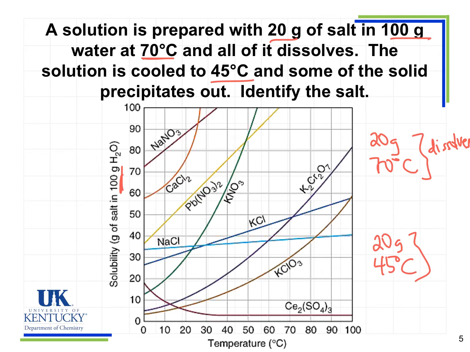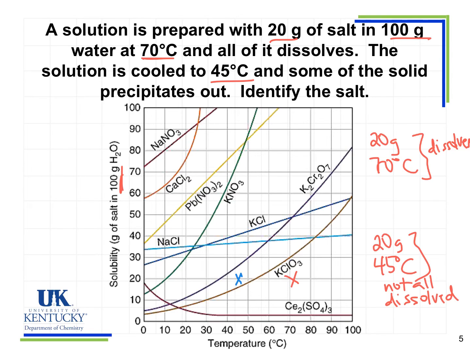That's the only change we have to worry about. Now, at these conditions, it says it's not all dissolved because some of it precipitates out, which means some of it comes out as a solid. So now I'm going to find these 2 points on the curve. First, I'm going to look at 20 grams and 70 degrees Celsius. Mark that there. That's our initial conditions where everything was dissolved. And then I'm going to look at 20 grams and 45 degrees Celsius, which is approximately there, and know that some of it is not dissolved.